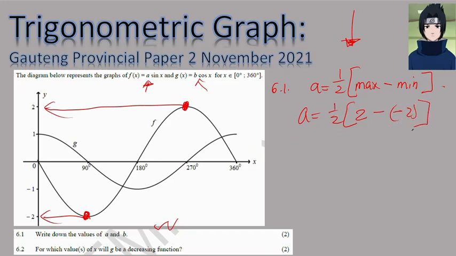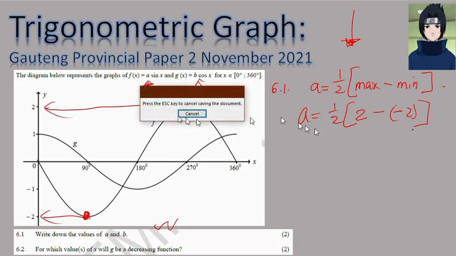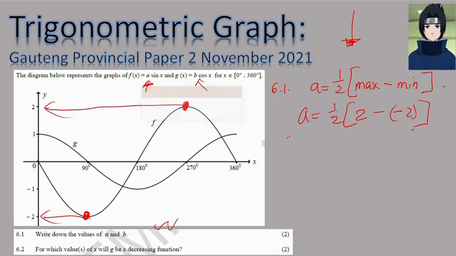Right. So let me save this so it doesn't crash. Let's wait for it, a few seconds. There we go.